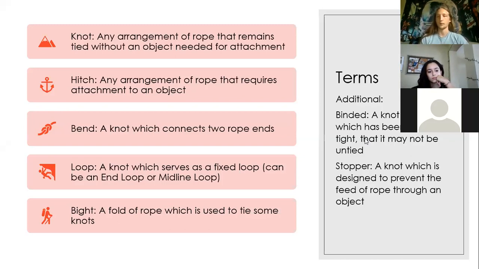It doesn't need to be wrapped around anything or attached to anything to stay tied, which is what a hitch is really. So that's going to be an arrangement of rope that requires an attachment to an object. If you're familiar with a slip knot, then that's pretty much what that is. If you wrap something around, tie a slip knot and cinch it down, that's a hitch. So they call it a slip hitch, and some people might just call it a slip knot.